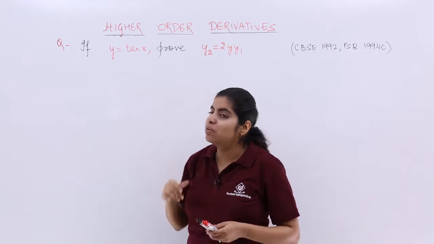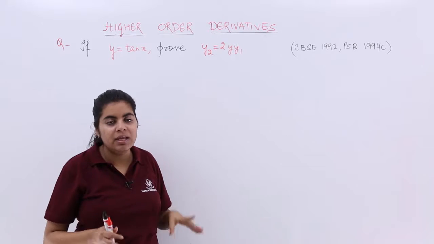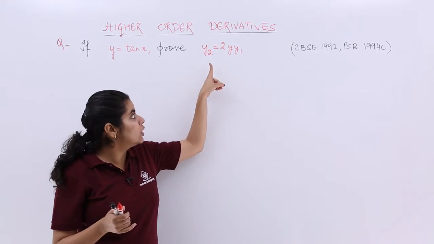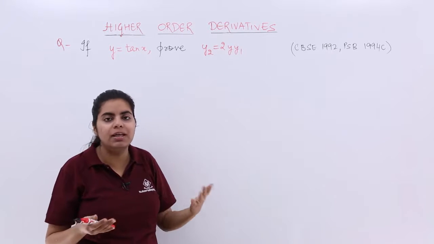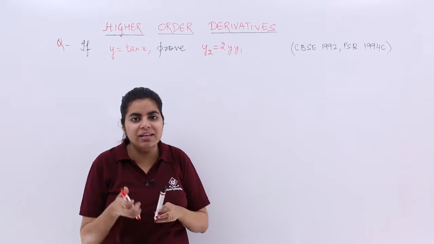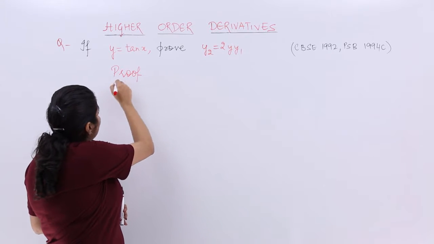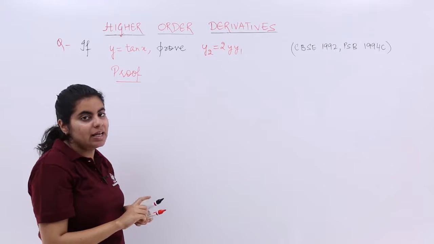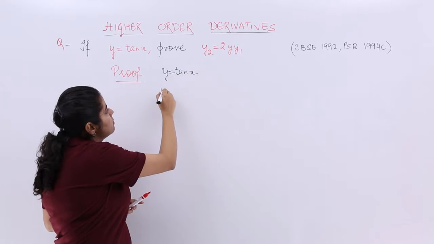It says if y is equal to tan x, prove y2 is equal to 2y y1. That means you have to find out y2, you have to find out y1 and then verify for the equality. Let's write the heading as proof since it is a proof question. The question says y is equal to tan x. When my y is equal to tan x, what is my y1?